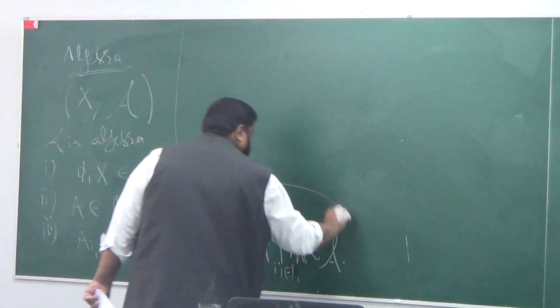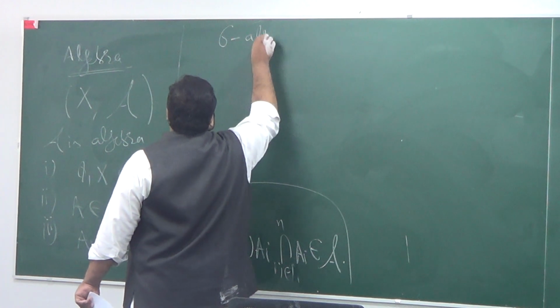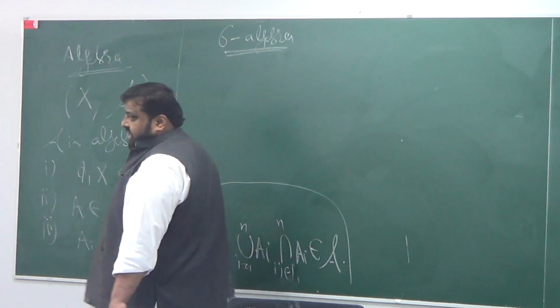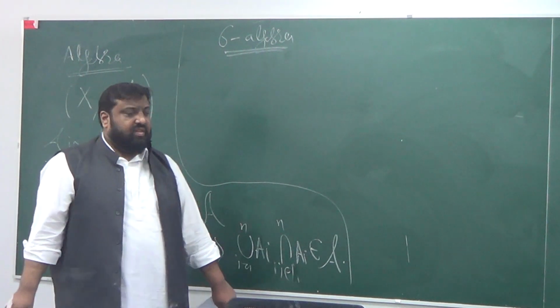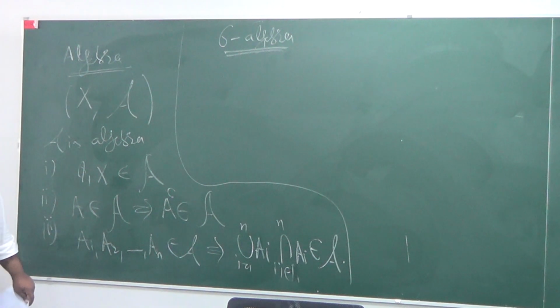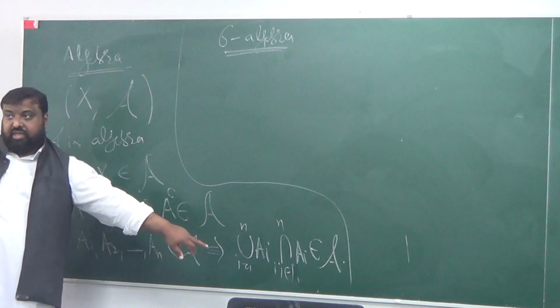Then we have something called sigma-algebra. This ordered pair (X, calligraphic A) will be called an algebra on X. This finiteness condition is important.